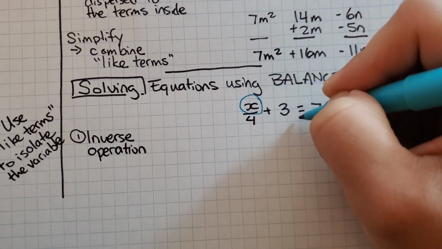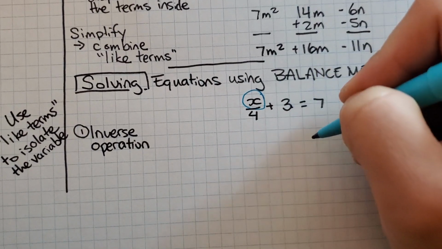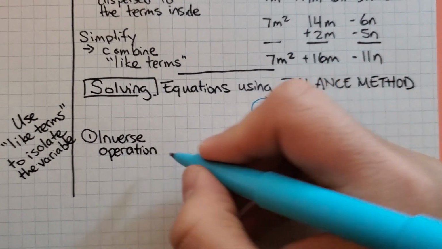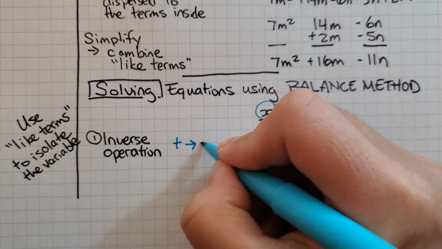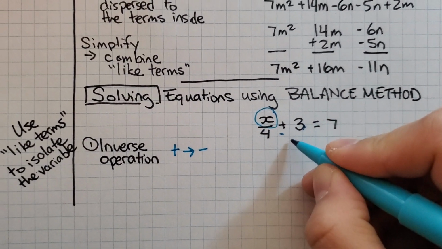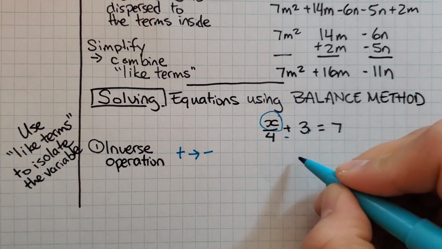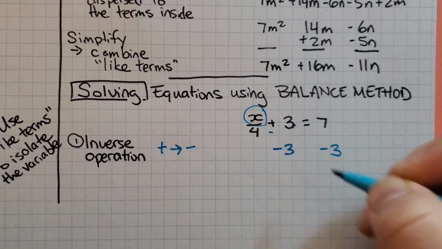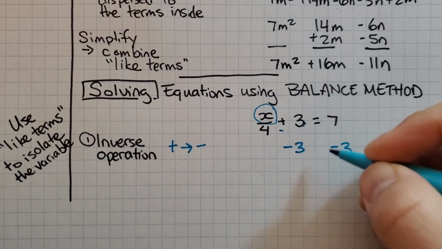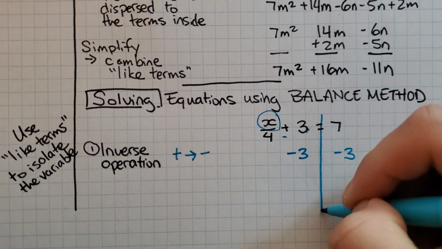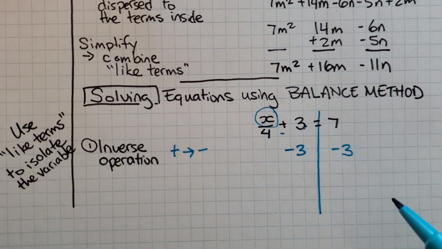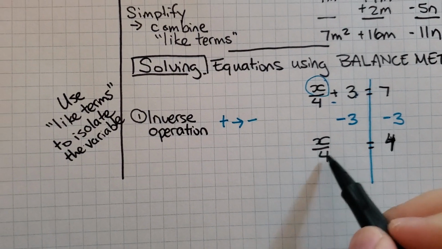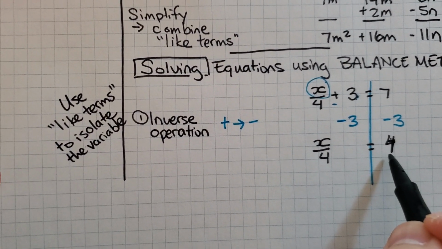And the way we're going to do that is we're going to look at the constant first. How do we get rid of that constant? Well, this constant right now is being added. So the opposite of add is subtract. Try and get rid of the constant. That's our like term. So we're going to subtract 3 from this side and subtract 3. Whatever we do to this side, we do to the other side. Remember, we're always going to line up our equals sign. That keeps us on track. So then we're left with x over 4 equals 4.